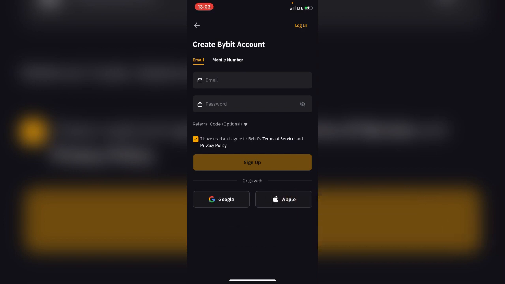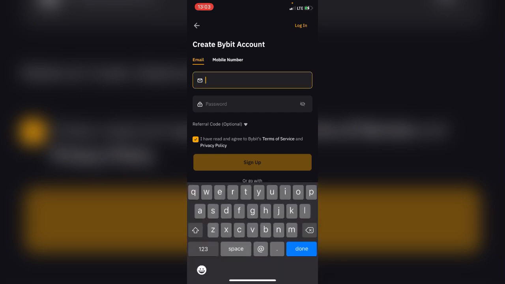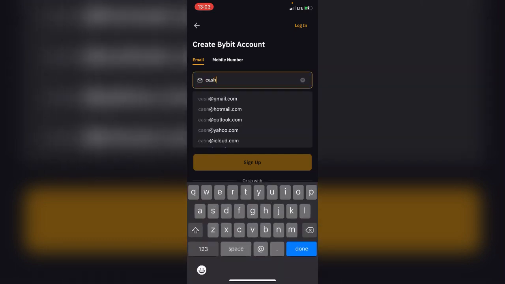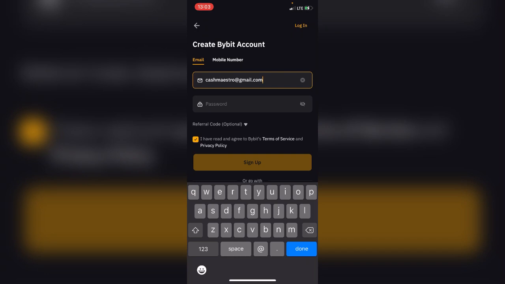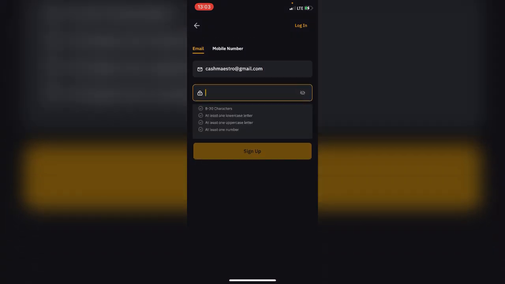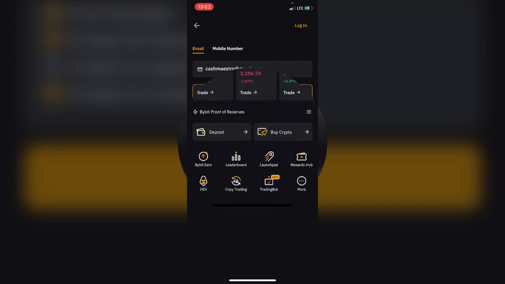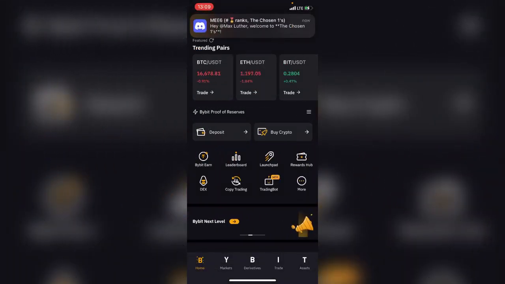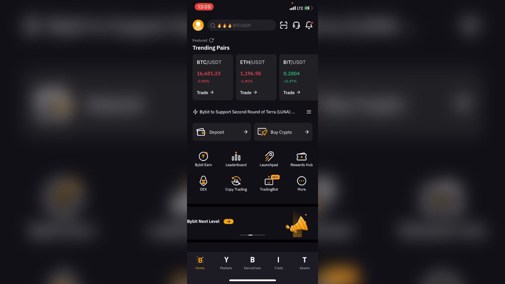Okay, so you fill in your email. There's Cash Maestro at gmail.com, and I put in my password. So after you've signed up, this is what your interface looks like.